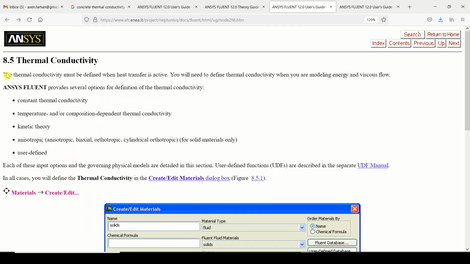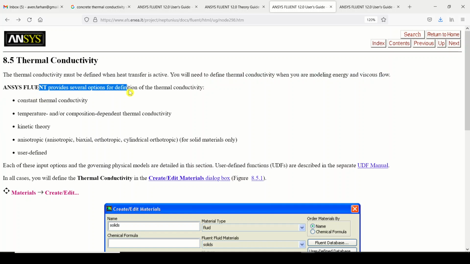Now if you're not aware of what thermal conductivity is, then try to Google it and understand what it is, because we cannot dive into such basics, and that is not a big problem. If you really don't know, you can find out about it, because at any moment one has to understand all these things, right? The thermal conductivity must be defined when heat transfer is active. You will need to define thermal conductivity when you are modeling energy and viscous flow. So we have energy involved in our equations.